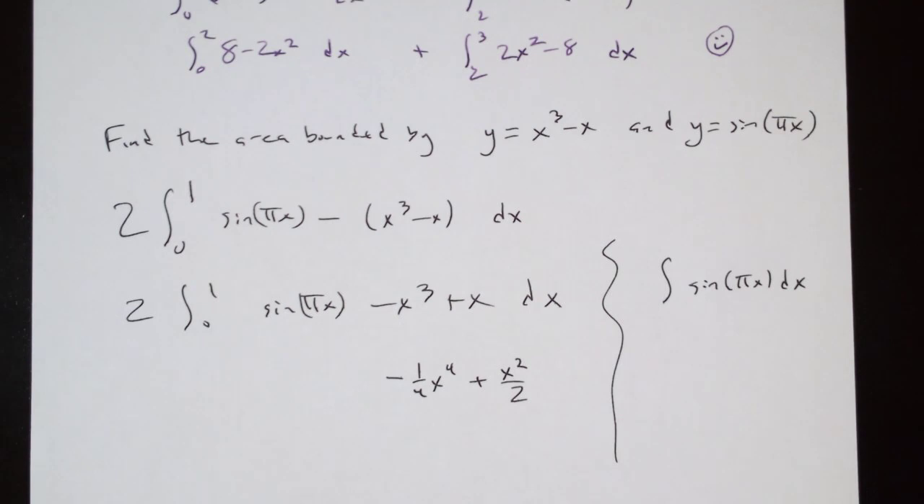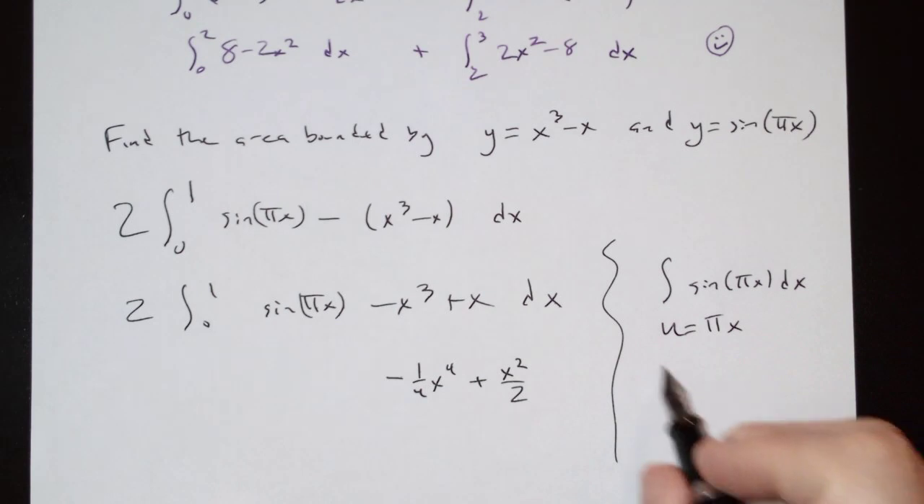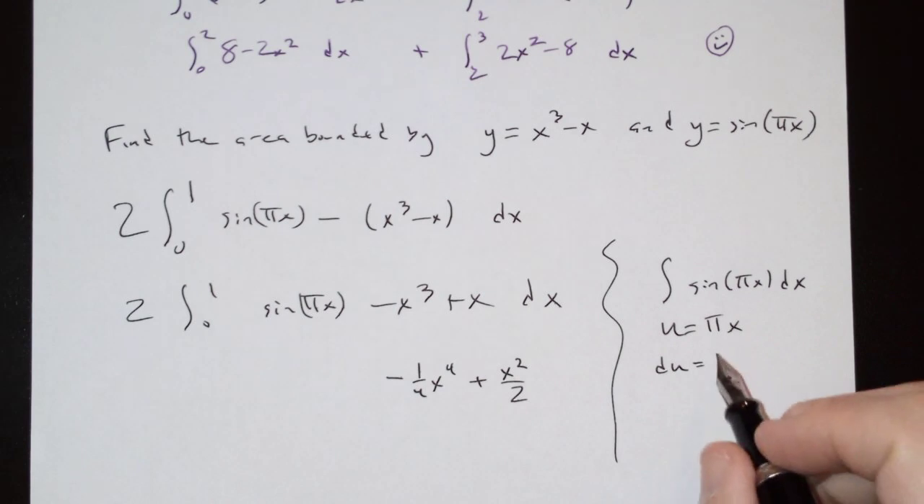Chain rule. I'm doing an antiderivative, so that means I've got to use that substitution idea. Chain rule tells me I'd be doing a u substitution here. And so this is the ugly stuff on the inside. u equals πx. So what's du? What's the derivative of πx? It's just π.